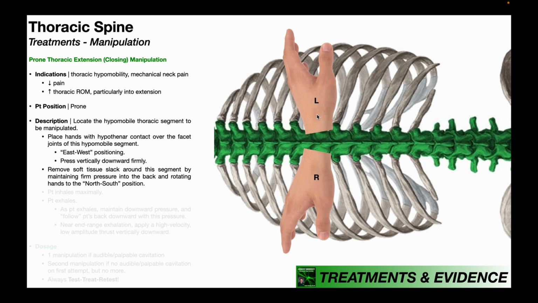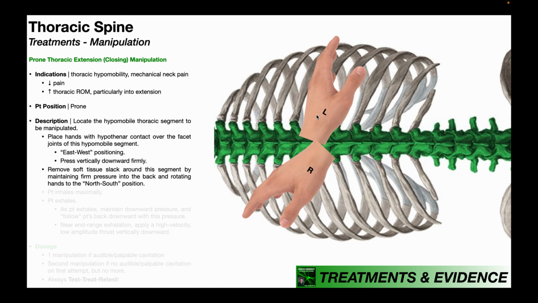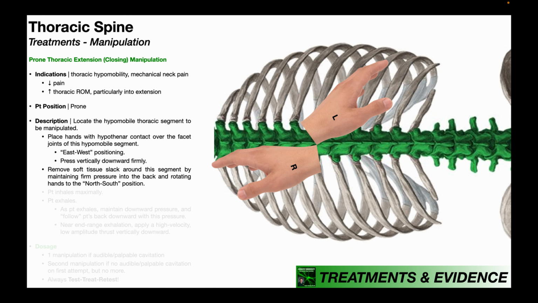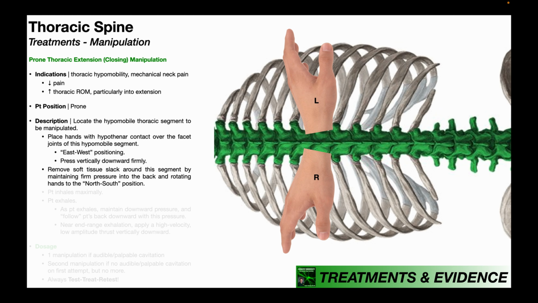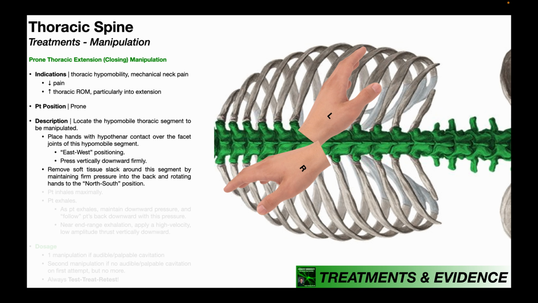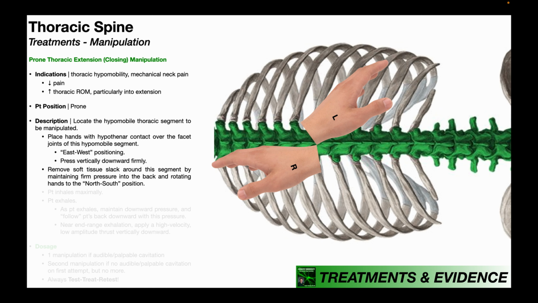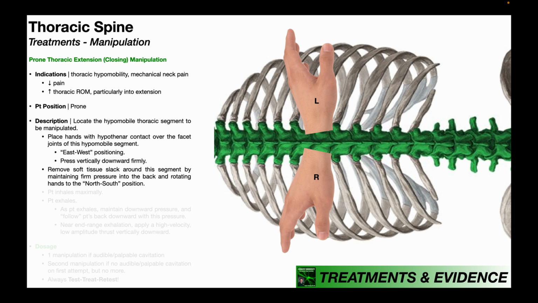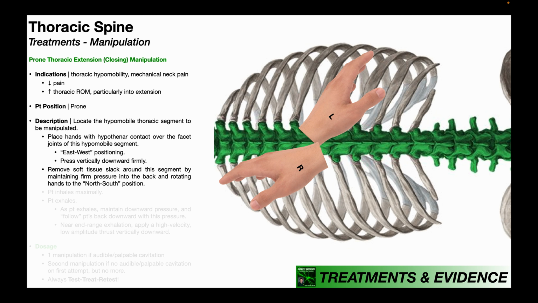Now, as with any manipulation, we need to make sure to take up the soft tissue slack in that area. So the way that we do that is from this east-west positioning of the hands, we're going to apply a firm vertical force or pressure downward. And while maintaining that pressure, we're going to rotate our hands into the north-south position, where one hand is now pointed north or cranially, and the other hand is pointed south or caudally. Okay? And note that the rotational axis is right on the hypothenar eminence, or more specifically the pisiform bone of your hand.